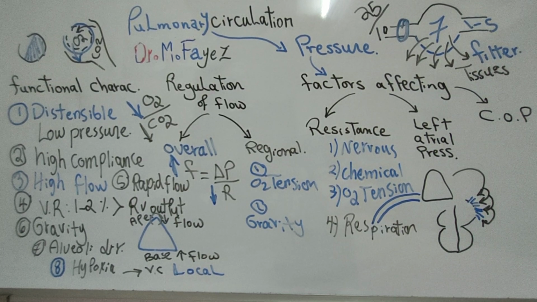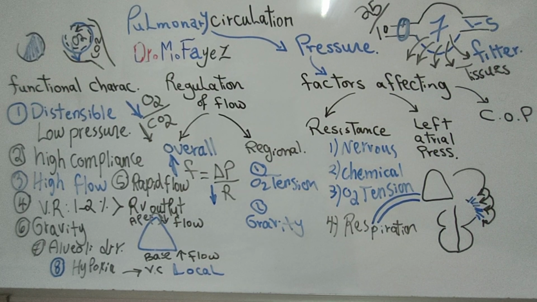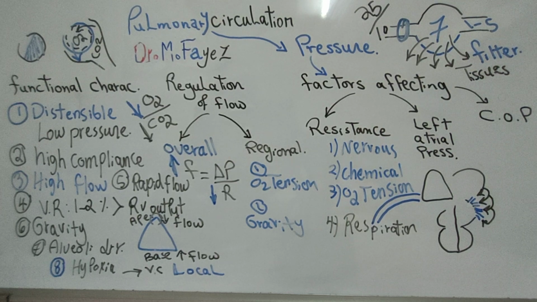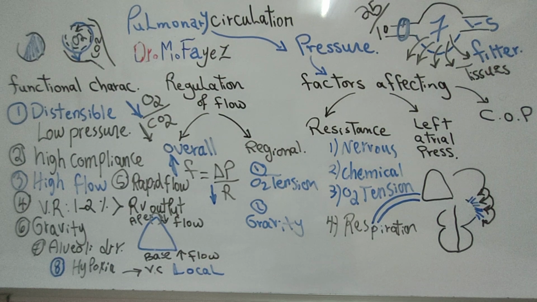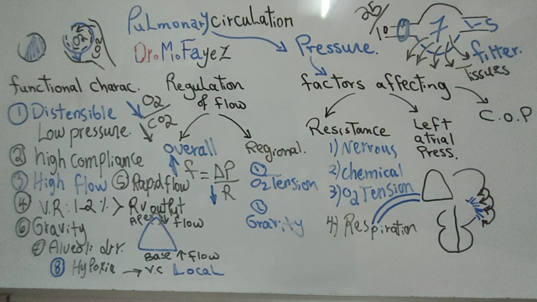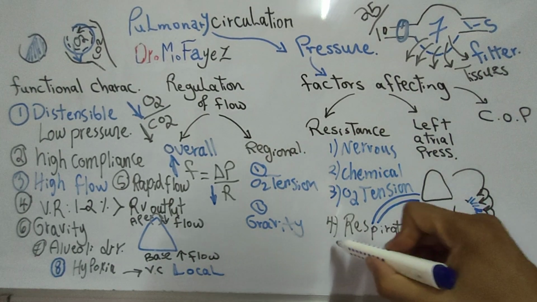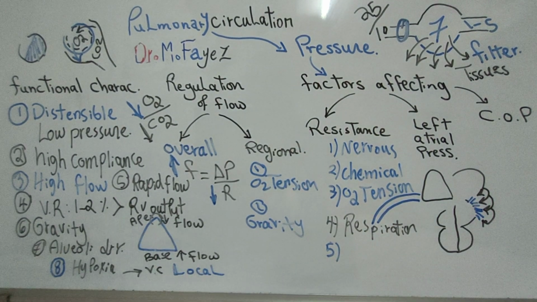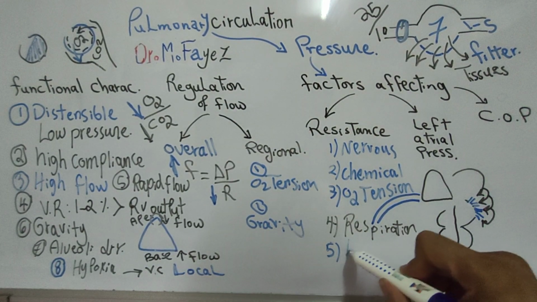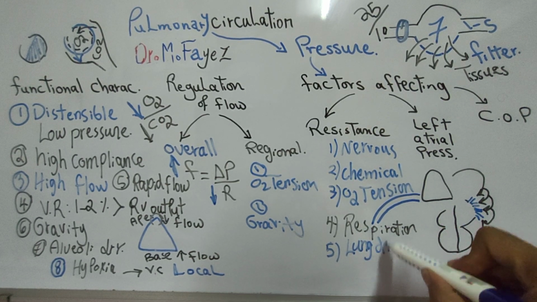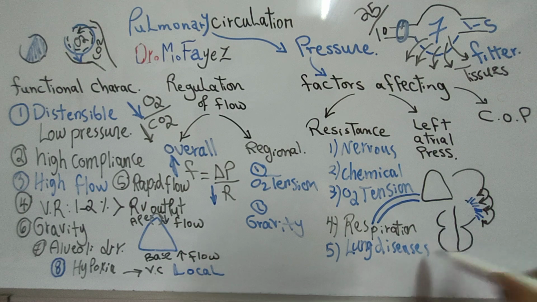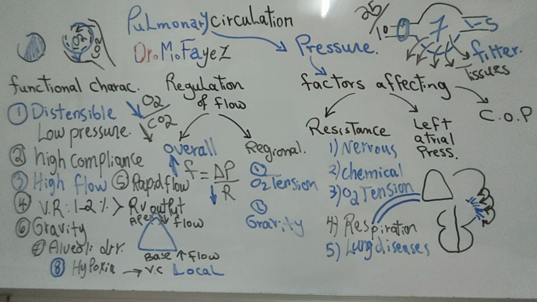Lung diseases. You know, when we studied emphysema before, I said to you that there is going to be narrowing of pulmonary arterioles. Emphysema is one of these. Pulmonary fibrosis and also pulmonary embolism. So you are going to have many lung diseases which can increase the pulmonary resistance, and this will affect the heart. Doctor, why do you say this?